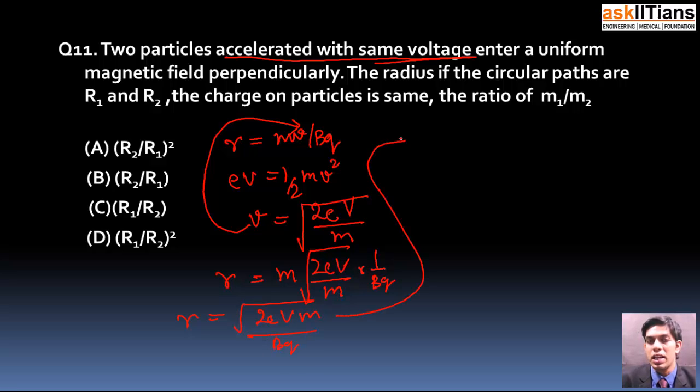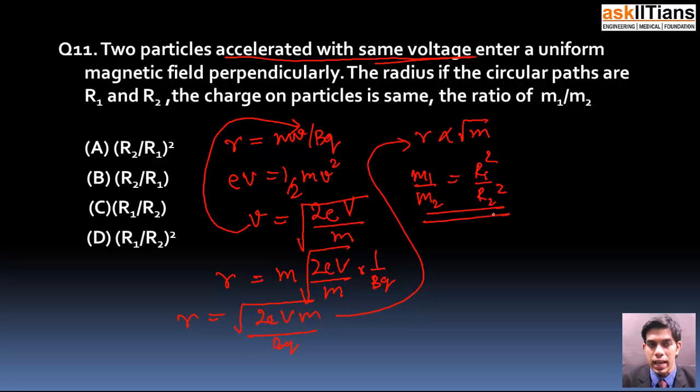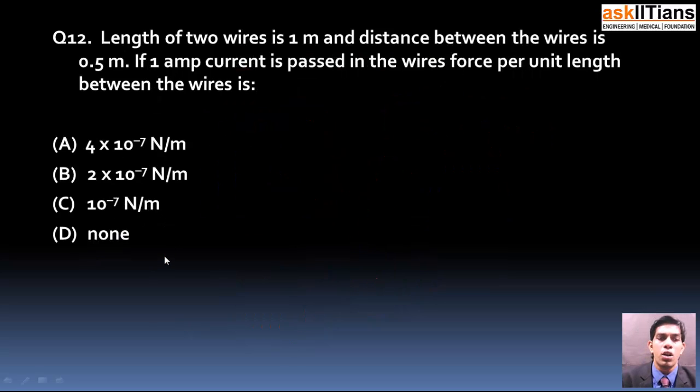This gives the statement that r, the radius of curvature, is proportional to root over m. So m1 by m2 is equal to r1 square divided by r2 square. Hence D, that is m1 by m2 equals r1 square divided by r2 square, is the correct answer. So let's try the next question.